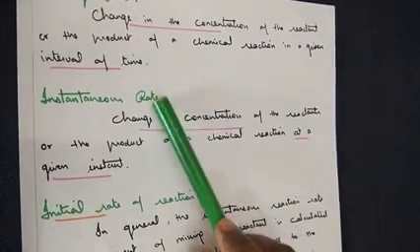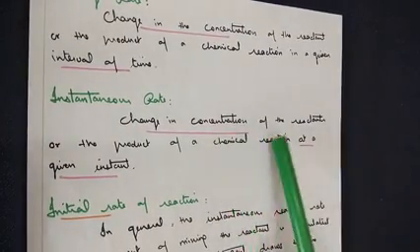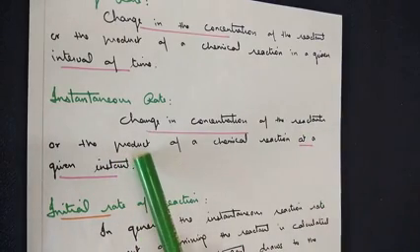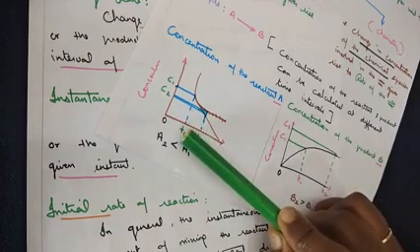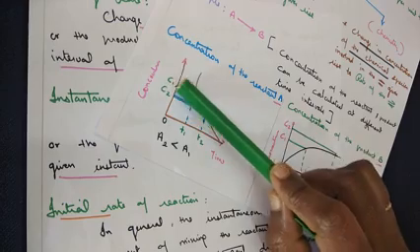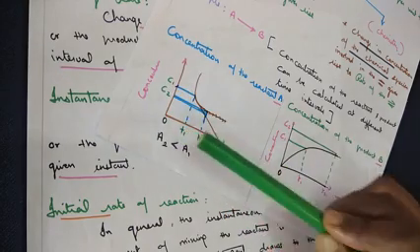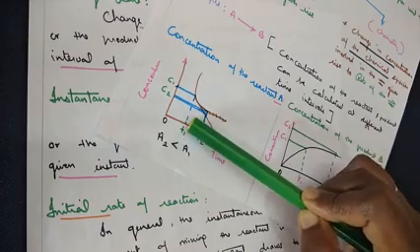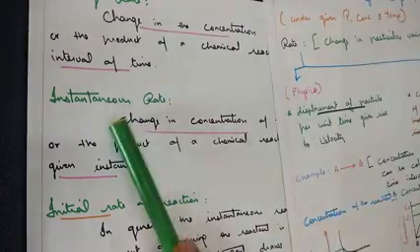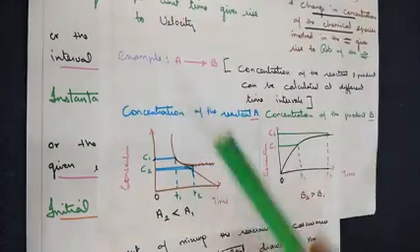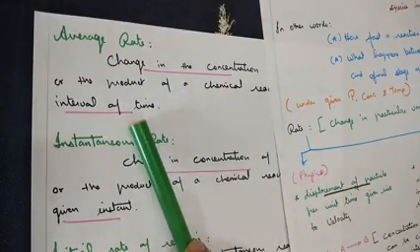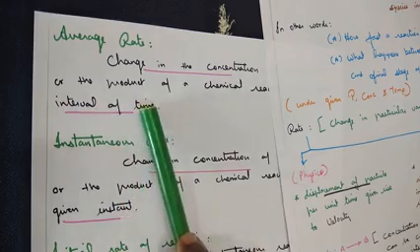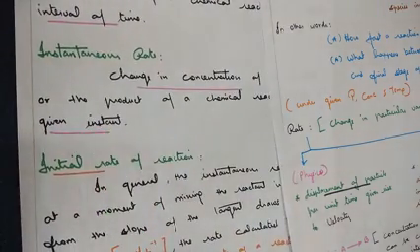Moving back to the instantaneous rate: the change in concentration of the reactant or of the product of a chemical reaction at a given instant. If we ask you the instantaneous rate at T1, the concentration C1 is applicable for T1. So talking only about the rate of the reaction at T1 stands for instantaneous rate. When we say T2 minus T1, it stands for average rate. That's the keyword I have underlined: within a given interval of time, versus a given instant of time here.